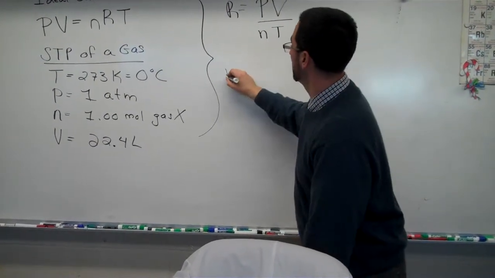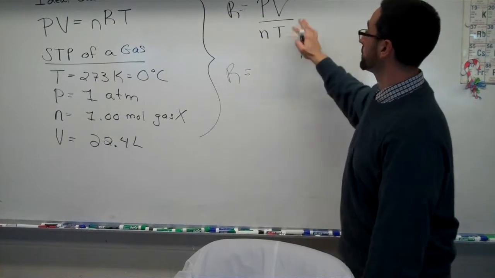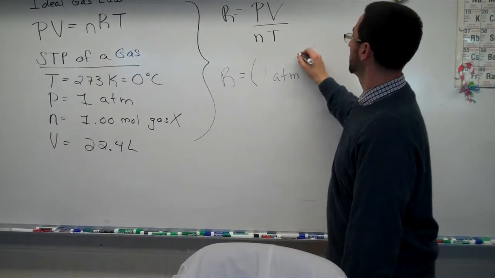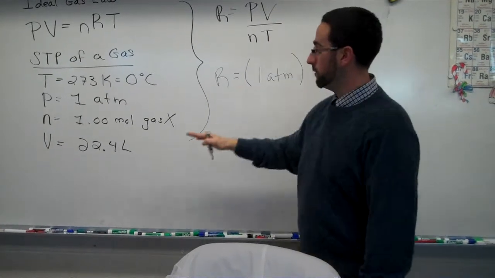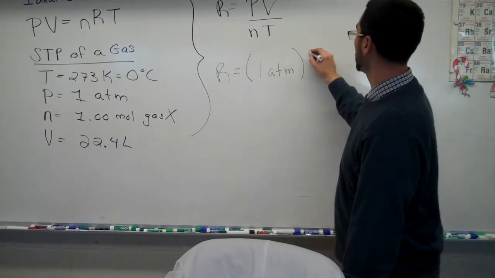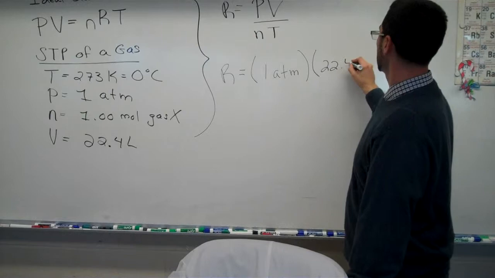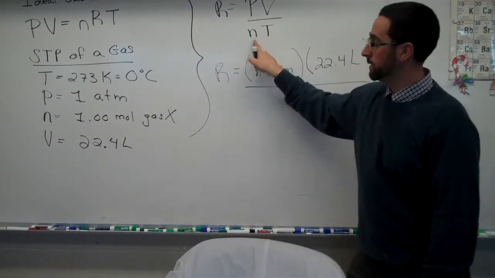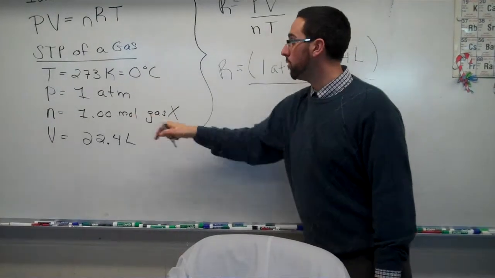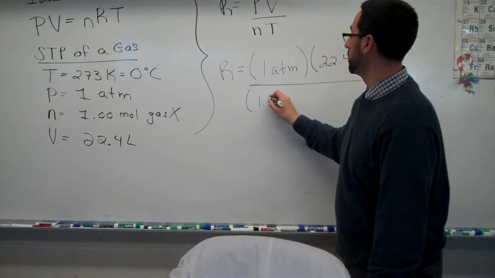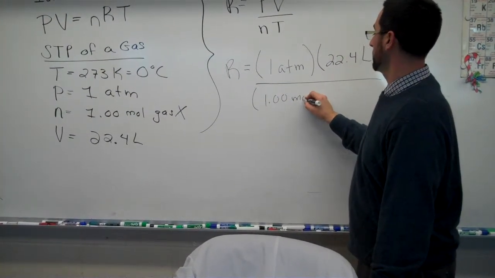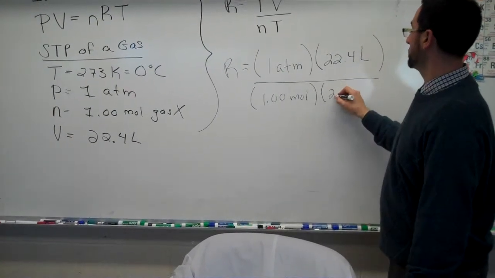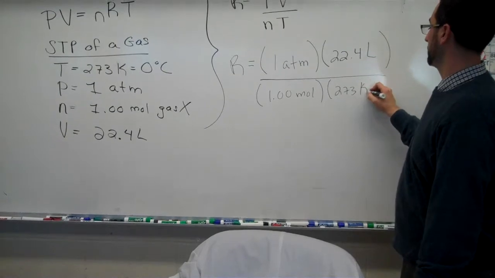It's sort of strange. So the ideal gas constant equals pressure, which is 1 atm, times our volume, once again, is 22.4 liters, divided by n, I'm just plugging in here our number of moles, in this case 1 mole of a gas, and finally times T, which is 273 Kelvin.